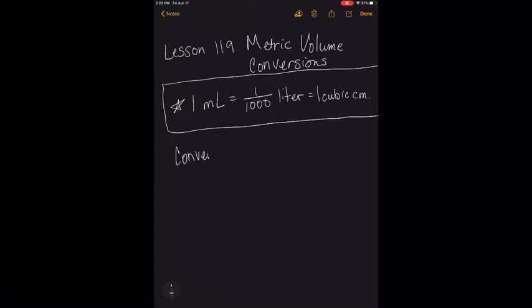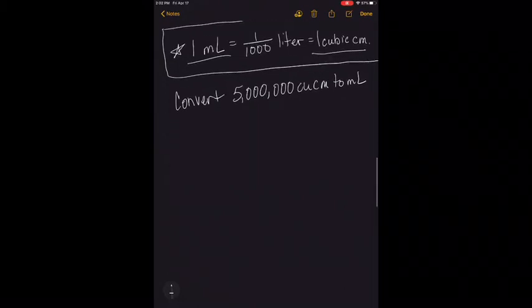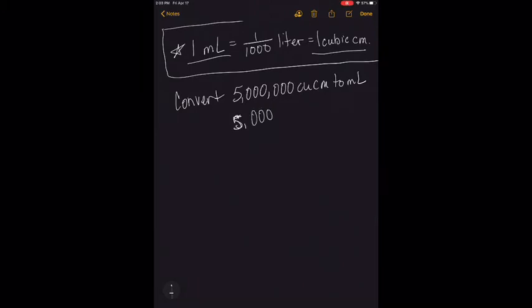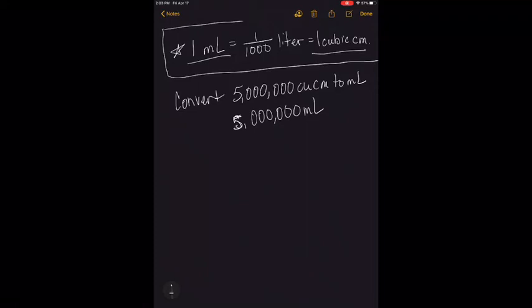So if you look at the very last practice problem for lesson 119, it says convert 5 million cubic centimeters to milliliters. Okay, well, 1 cubic centimeter is equal to 1 milliliter. So the reality is that 5 million cubic centimeters is going to be equal to, well, that's an S, it's supposed to be a 5, 5 million milliliters. So that's kind of a trick question.